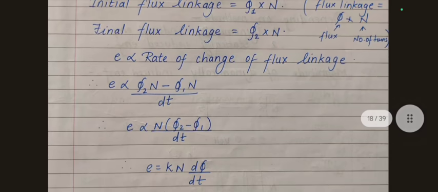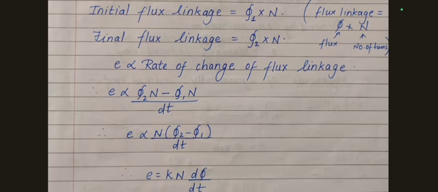So what is flux linkage? I have told you it is phi into n, just substitute over it. But as we are considering two things, that is initial and final flux, we have to write the formula as E is directly proportional to phi 2 n minus phi 1 n. Keep number of turns as the same, as we are using the same conductor, upon dt.